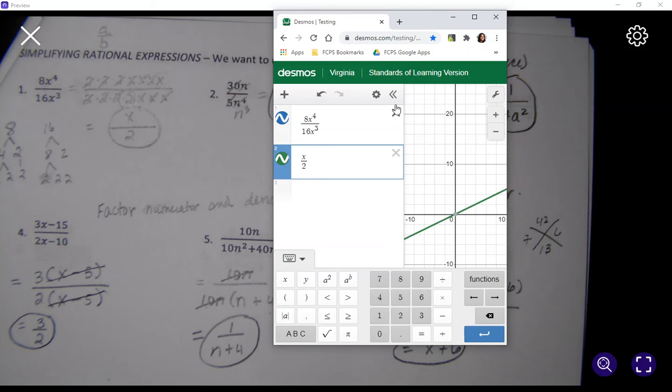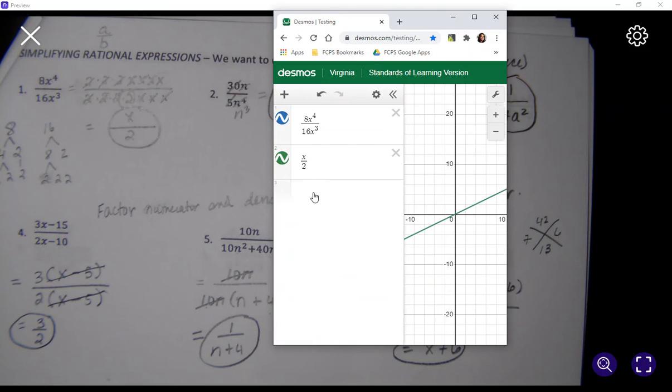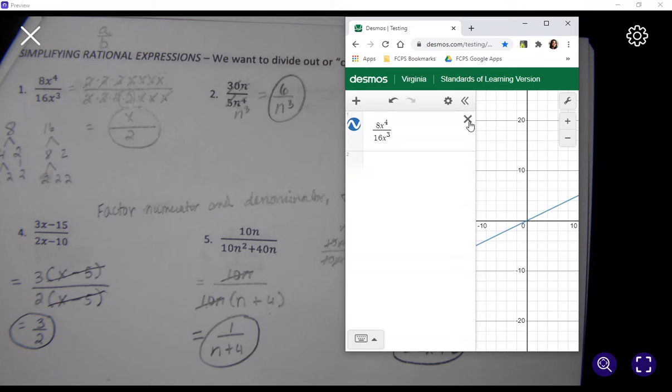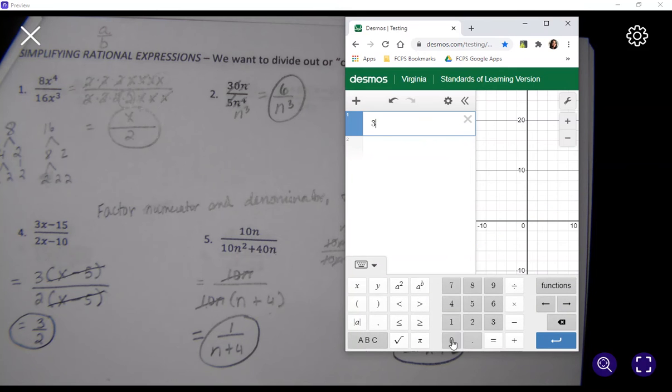So they should be equivalent. There you go. It happened so fast you probably didn't even see it. So here's my first graph in the blue. Here's my second graph in the green. They're the same exact graph, so that's how I can check my work. Let me check number 2. So you have here 30n. Actually, let me go ahead and put my fraction bar first, which is just a division symbol. So that's 30n over 5n to the fourth.